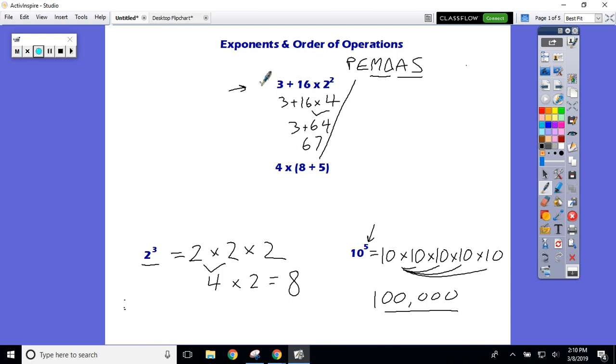An order of operations problem kind of appears like a funnel or a slice of pizza. Gets thinner as we go. So the second one on the page, 4 times parentheses, 8 plus 5. I do what's inside the parentheses first, always. 8 plus 5 is 13. Now I'm looking at 4 times 13. That's all that's left. 4 times 13 is 52. And I'm all set.